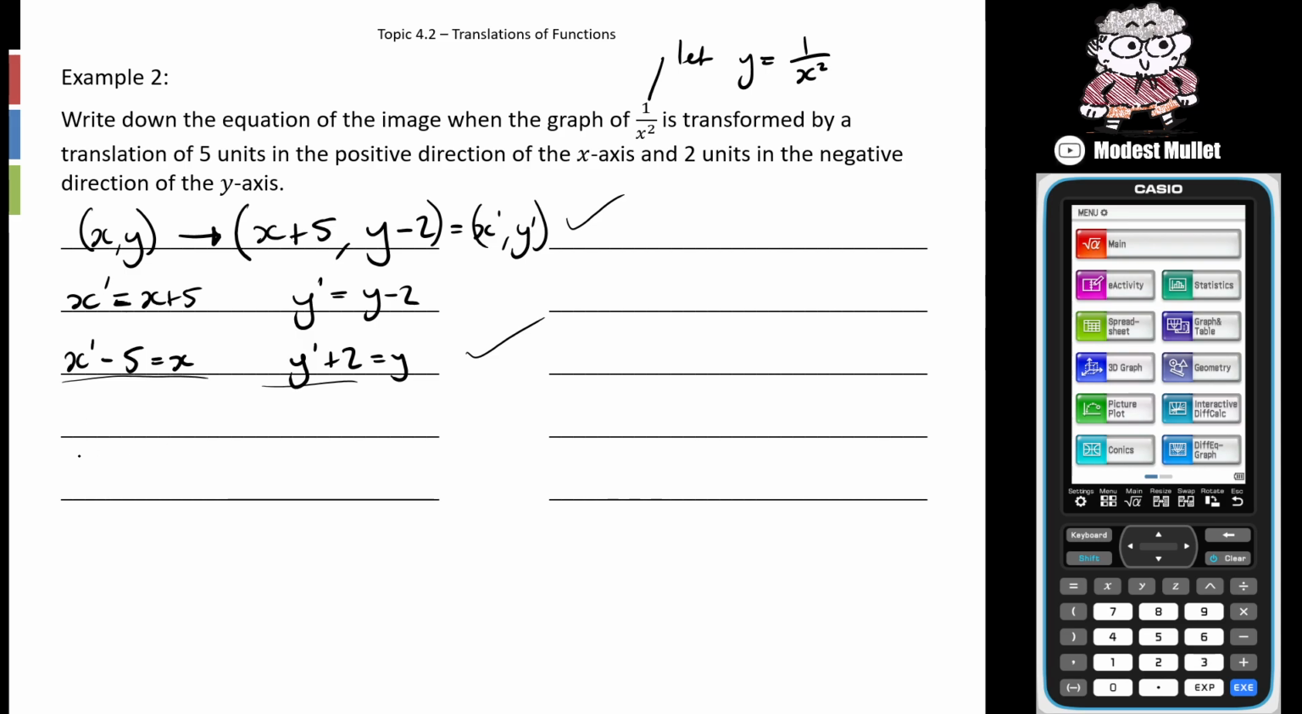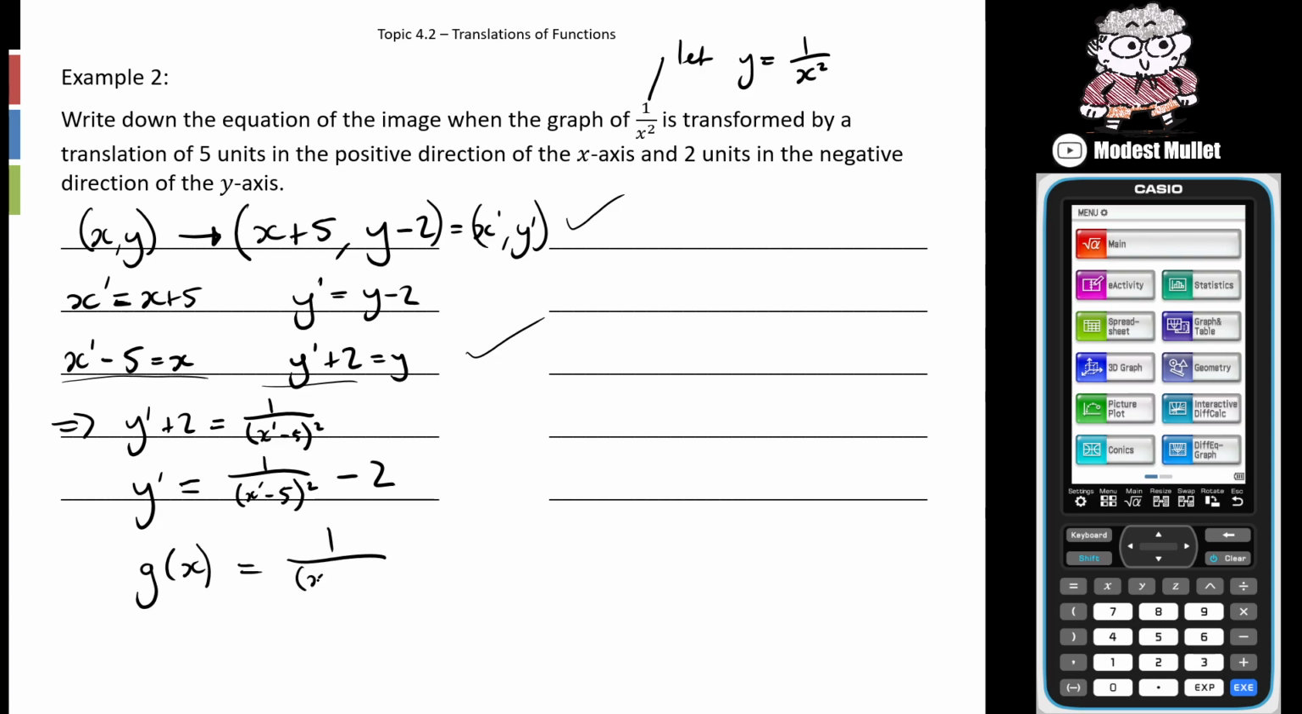So I can substitute this bit in for x and this bit in for y. It follows that y dash plus 2 must be equal to 1 on, and we've got to replace the x itself, do the substitution, so it's (x dash minus 5) all squared. And from this, y dash is equal to 1 on (x dash minus 5) all squared, take the 2. And if we want to, we're not asked to give it a name, but let's say g of x is equal to 1 on (x minus 5) all squared minus 2.